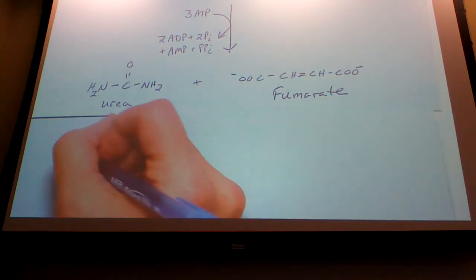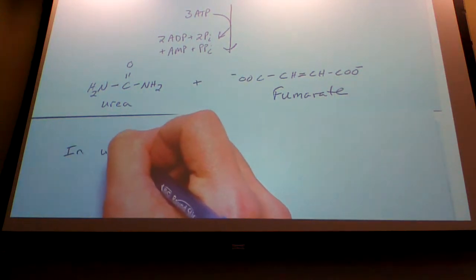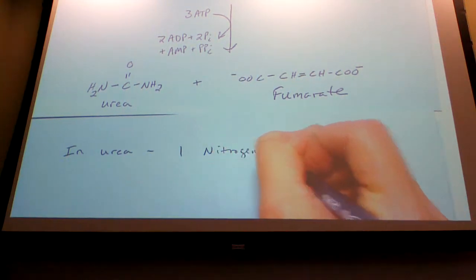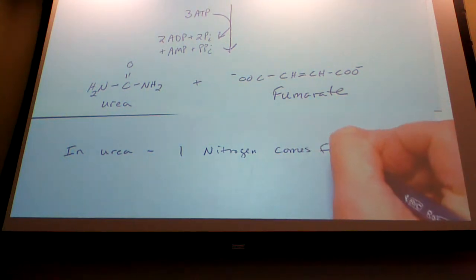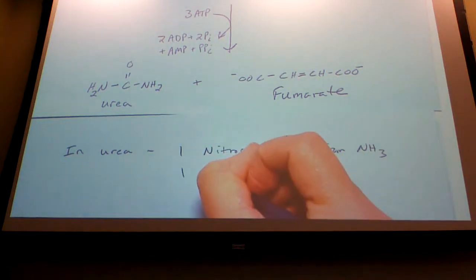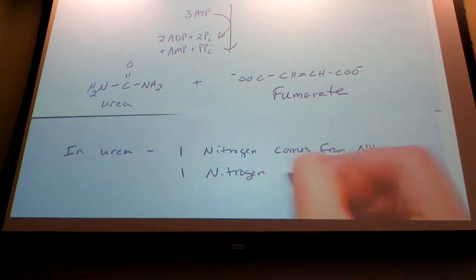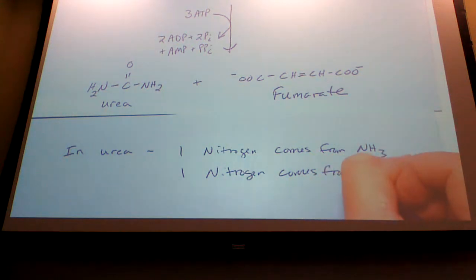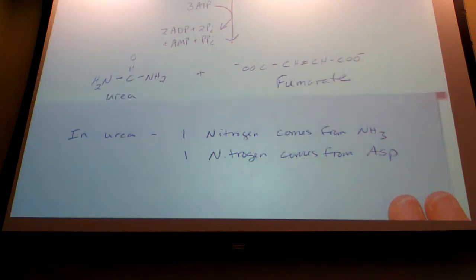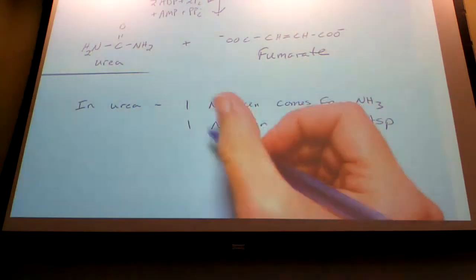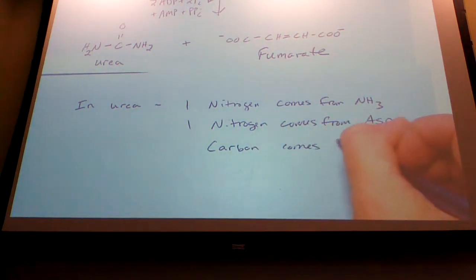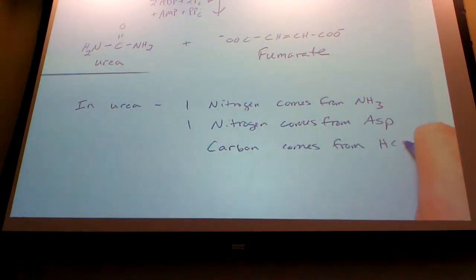In urea, one nitrogen comes from ammonia, and one nitrogen comes from your aspartic acid. And the carbon comes from your bicarbonate.